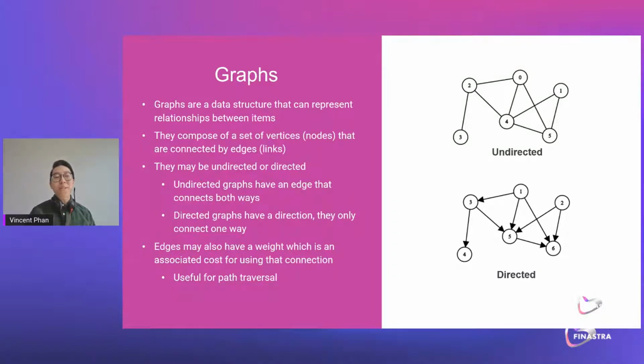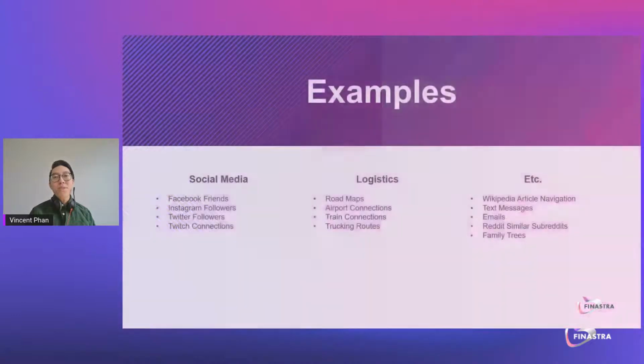Edges may also have a weight, which is an associated cost for using that connection. There are none being shown in the example here, but they would usually be a number on the line itself. It's very useful for path traversal. Some examples of graphs and networks in social media are your graph of Facebook friends, how people are connected to each other. If I'm friends with Jonathan on Facebook, we would each be nodes, and the link between us would be our friendship.